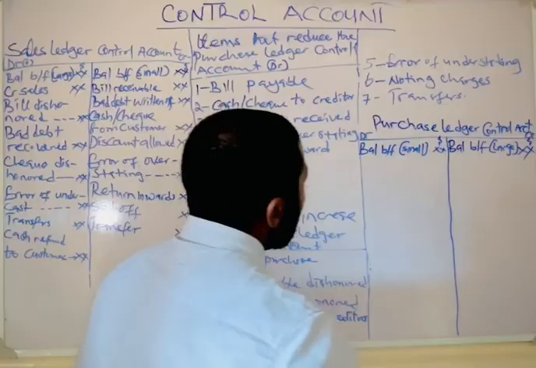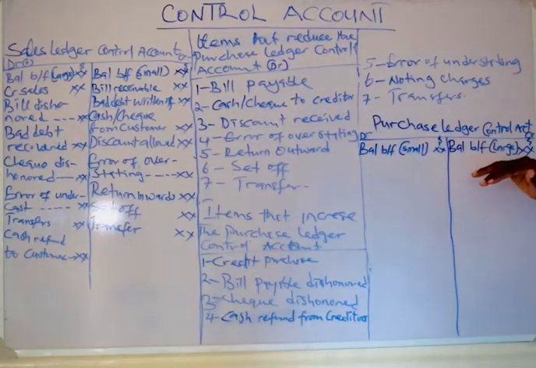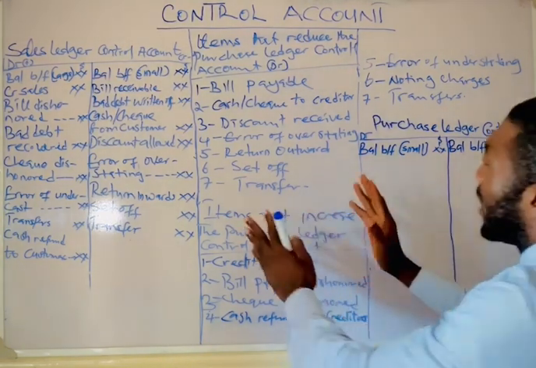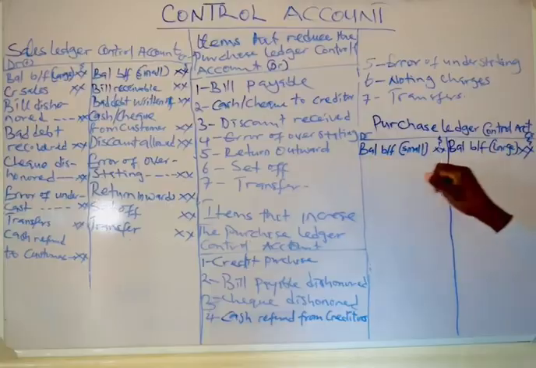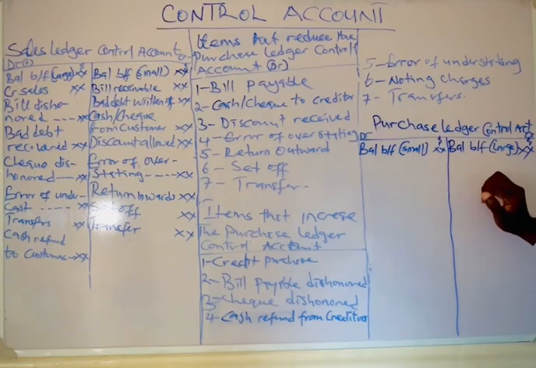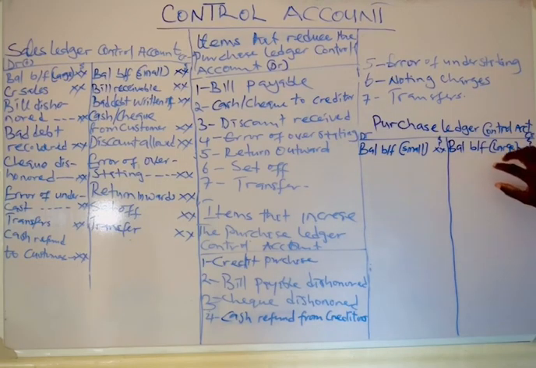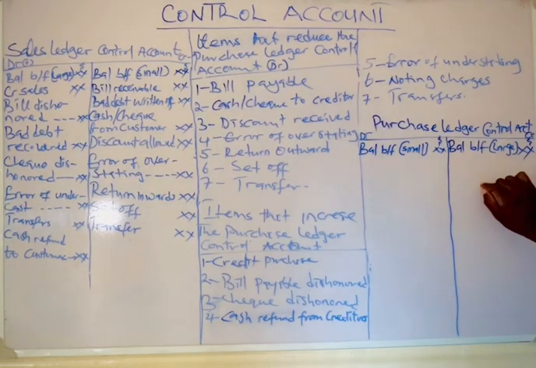So now this is our balance to settle the creditors or the suppliers. Whatever we pay to our suppliers will be clearing off this amount that we ought to pay. These are the items that reduce our purchase ledger control account, because we already have an amount to pay, just as I have explained. So whatever we put here will be minusing, will be reducing this balance. Whatever we put here will be adding to our balance to pay the creditors.